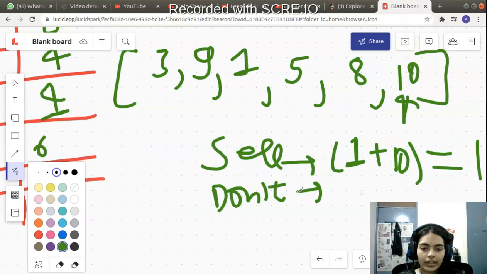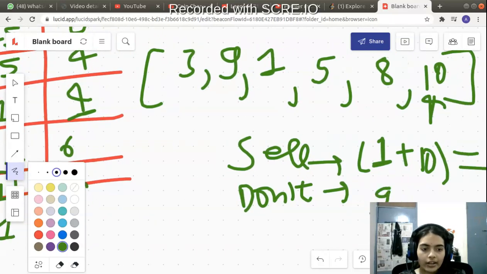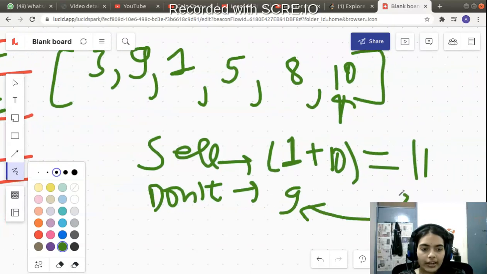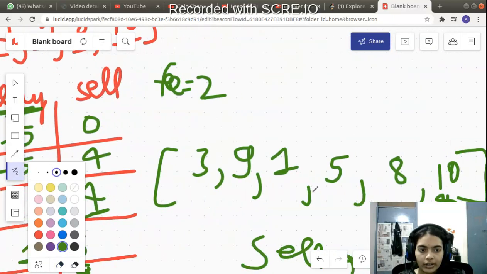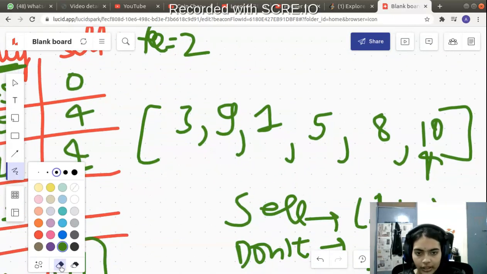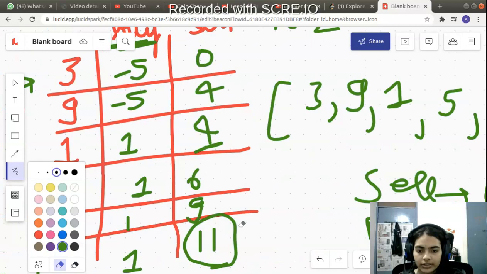If I don't do anything, I have to just look in the column above. So that is having a data value of 9. So between 9 and 11, which is better? 11 is better, right? So I will sell the stock on this particular day, and 11 is my answer for this particular problem. So in this particular case, I have obtained the maximum profit that I can obtain. So let me just try to go over.